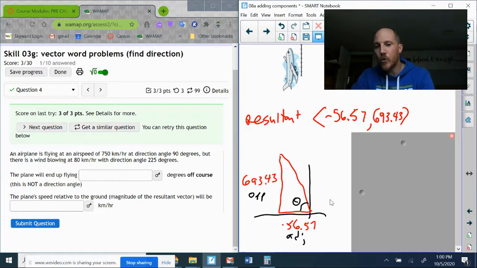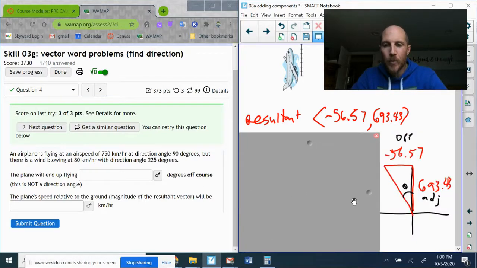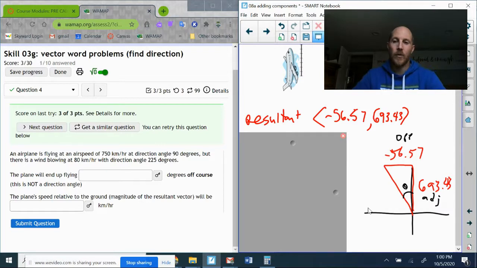Are there ways to do this mathematically? Yes, it's a right triangle. I know that the angles of a triangle add up to 180. I could find this angle and subtract and do some stuff, but it's probably more direct, and therefore simpler, if I just redraw my vector triangle. So I'm going to go up first, because that's the direction the pilot in my story problem is trying to go. So up 693, across negative 56.